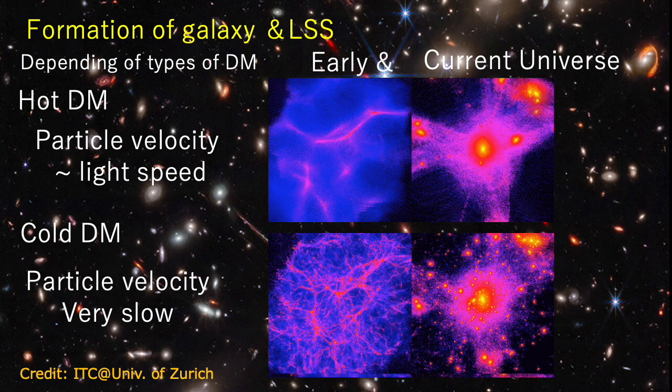If hot dark matter predominates, then fluctuations at smaller scales dissipate due to the high speeds, resulting in the formation of the largest structures, superclusters, first, which then split into galaxy clusters and galaxies. Conversely, if cold dark matter is dominant, small-scale structures form initially, merging and colliding over time to create larger scales of galaxies, galaxy clusters, and superclusters.